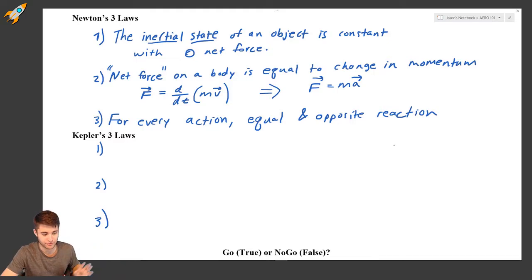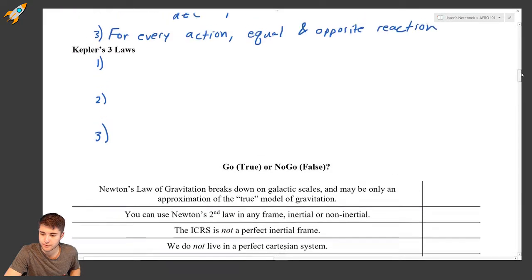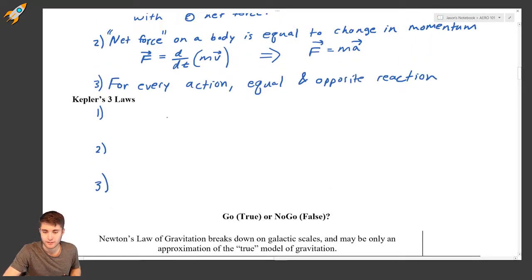Alright, so we've got Newton's 3 laws. So it doesn't look like anybody has shouted out Kepler's 3 laws. So I'll go over Kepler's 3 laws. And Kepler's 3 laws are as follows. The first law is that all planets, and again, these are all things that he derived before we even had calculus. He derived all of these before we even had calculus. It's crazy, okay?